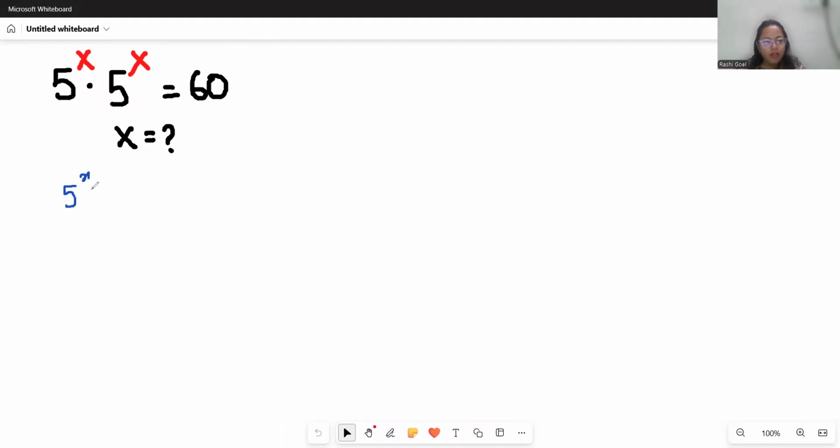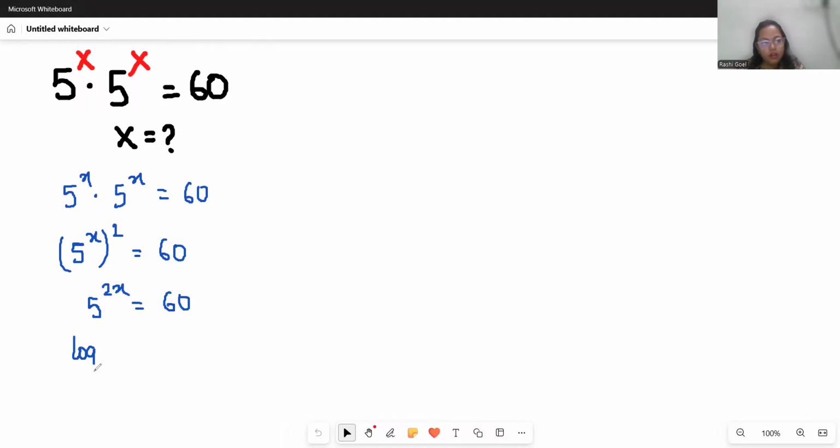So this is 5^x times 5^x equals 60. We can write this as (5^x) whole squared equals 60, so this becomes 5^(2x) equals 60. Now if I take log on both sides, log 5^(2x) equals log 60. And as per the log rule, log a^b, we can write it as b log a.